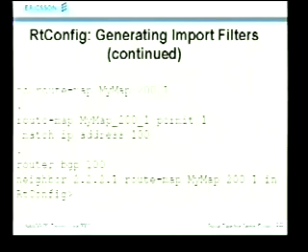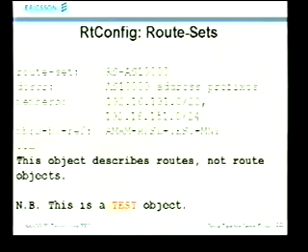Now, RT-config can also generate export filters, but I haven't shown them. Okay? What's the advantage of using route sets?